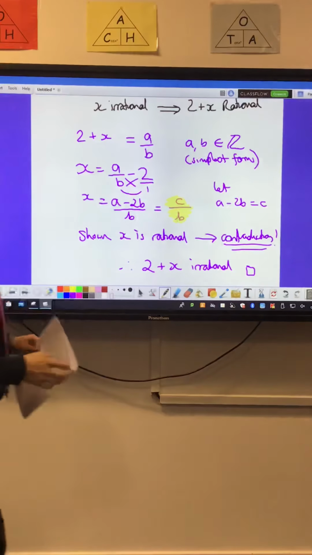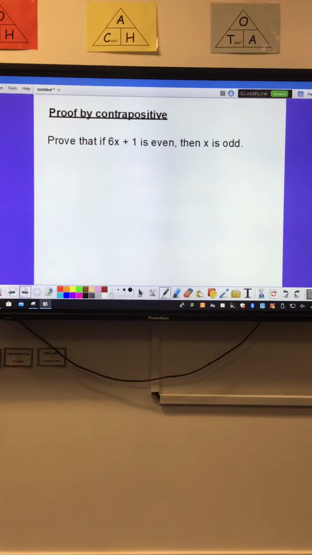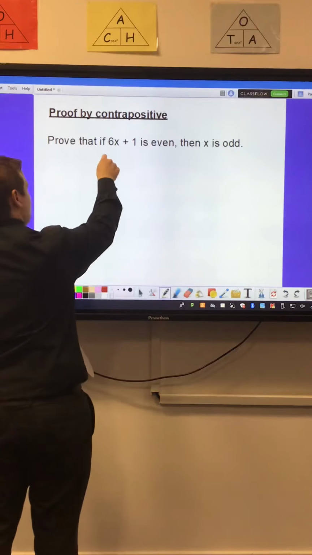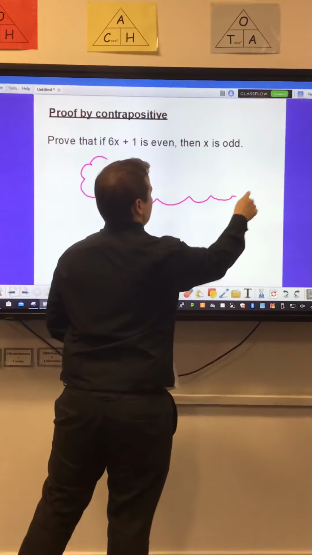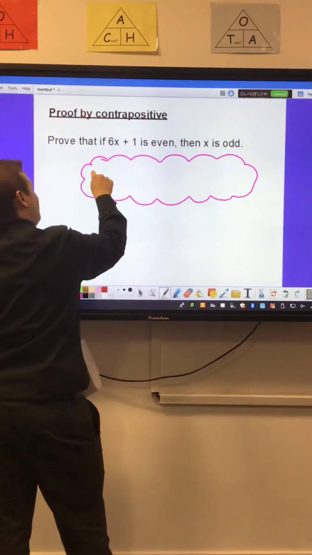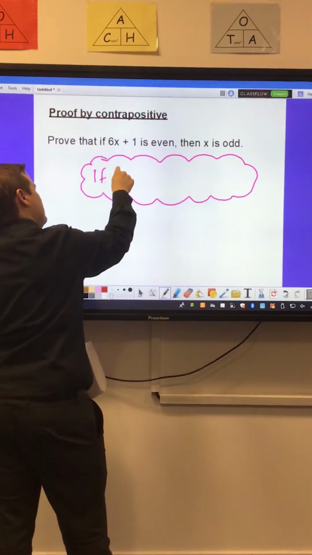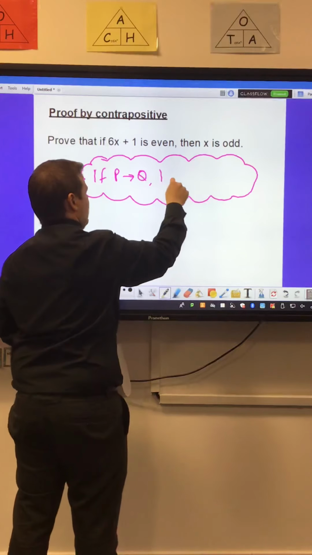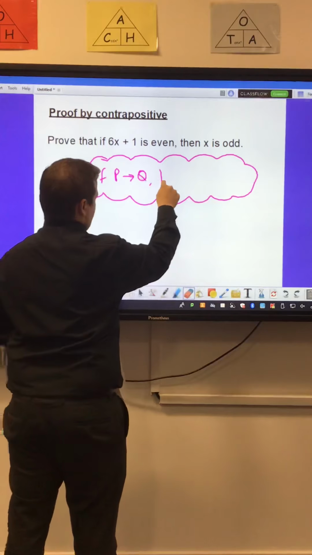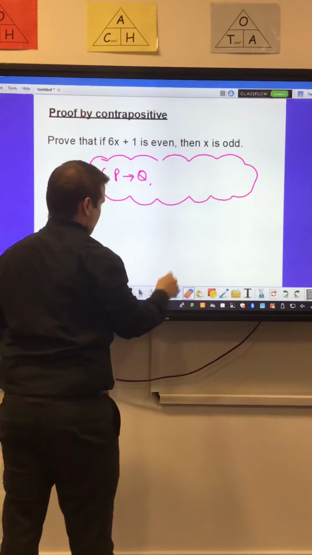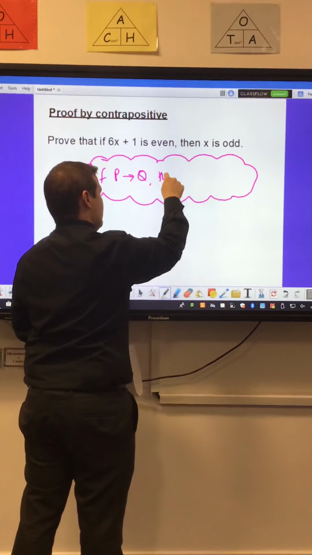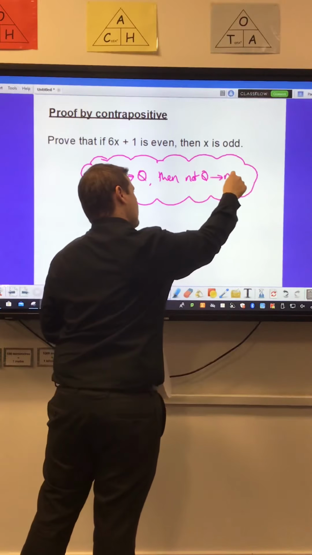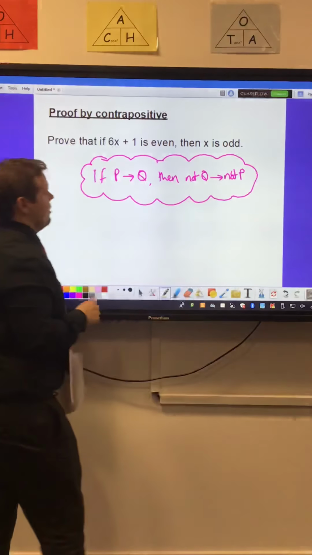Okay, right, proof by contrapositive. Now, the big thing for a contrapositive statement, which I'm going to draw in a bubble here, is that if P implies Q, then the contrapositive states not Q implies not P, so you're going to negate it.